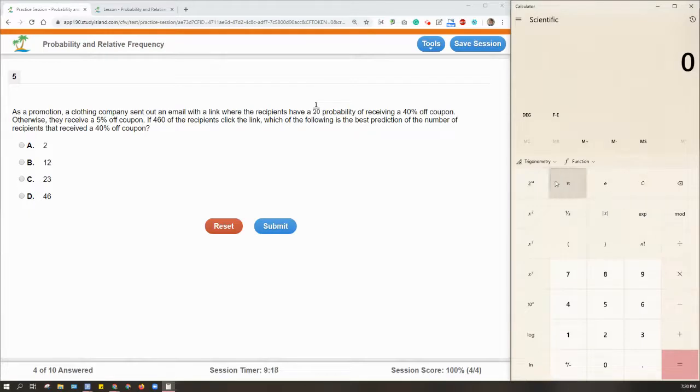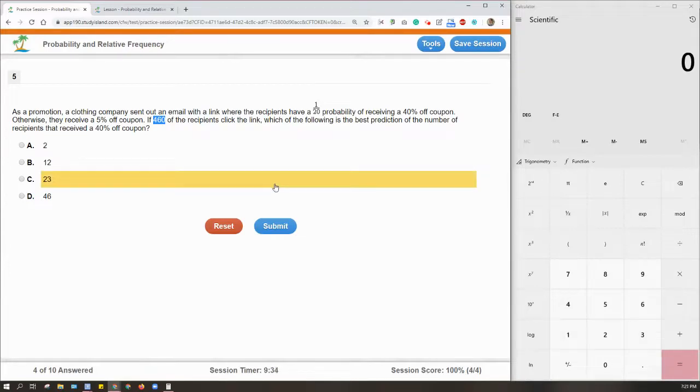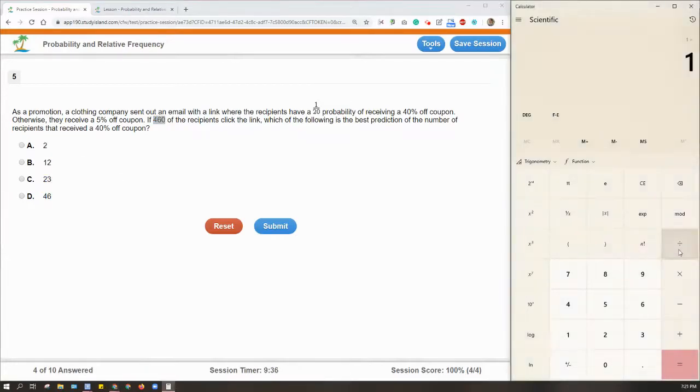So 1/20th of them are going to get that 40%, or that's our best prediction, about 1/20th. So 1/20th of them, how many people clicked it? 460. So I want to know 1/20th of 460. So 1/20th times 460. 1 divided by 20 is 1/20th, times 460 is 23. So there's our answer, 23.